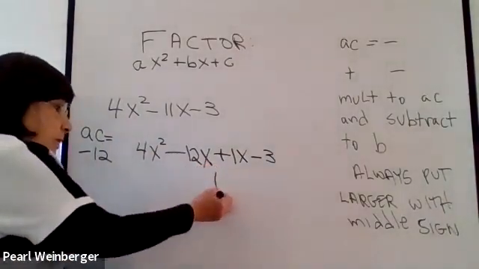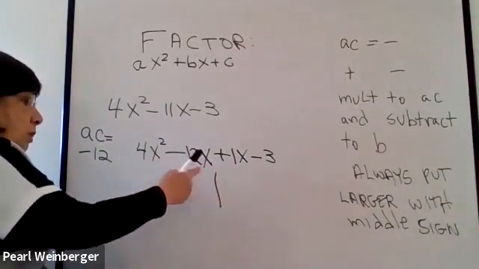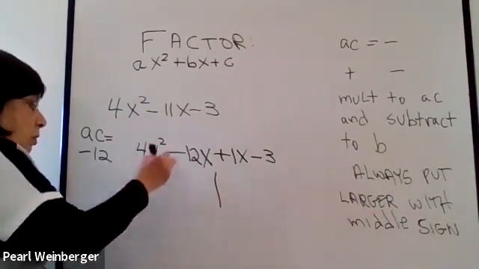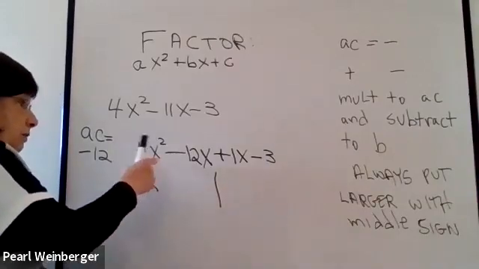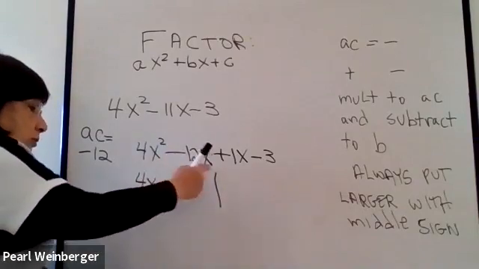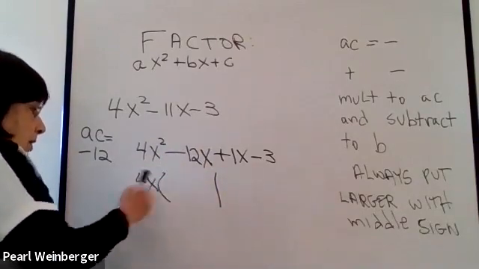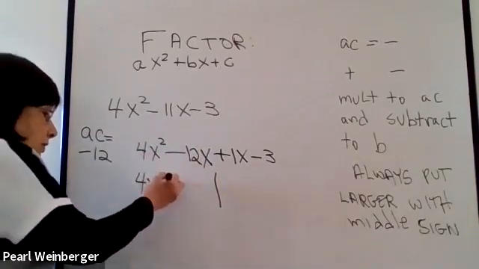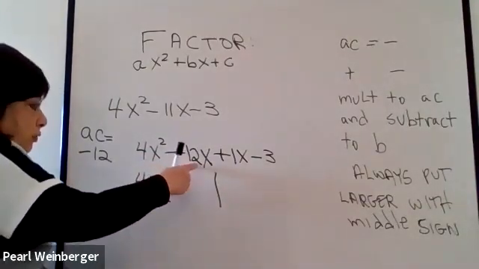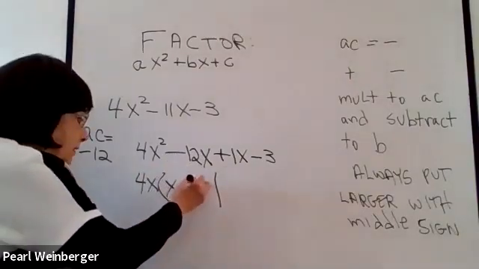But now I'm going to use my grouping. In 4x squared minus 12x, I have a common factor of 4x, because 4 goes into 4 and 12, and x goes into x squared and x. 4x into 4x squared gives me x. 4x into negative 12x gives me minus 3.